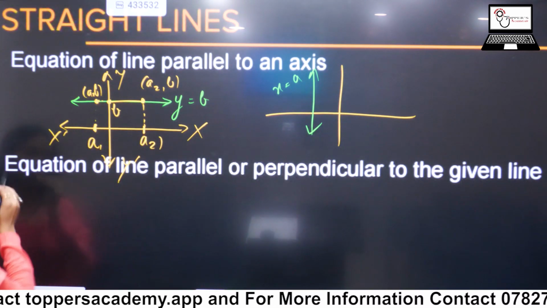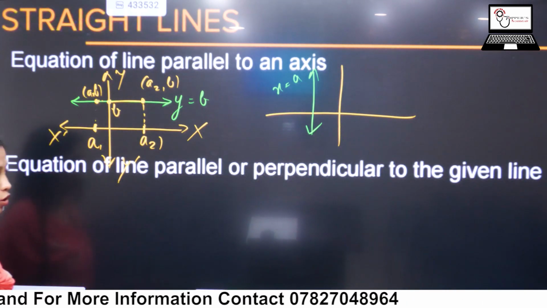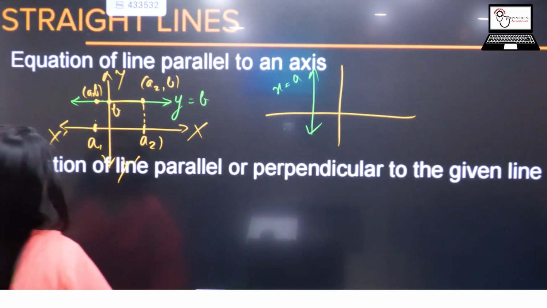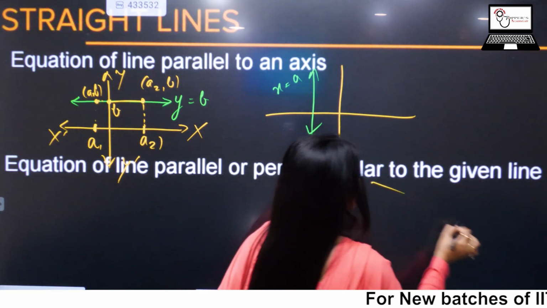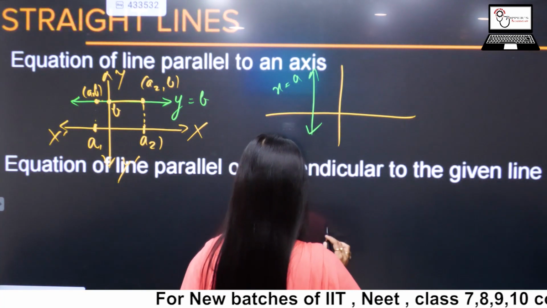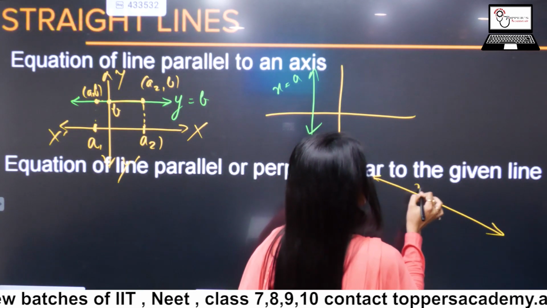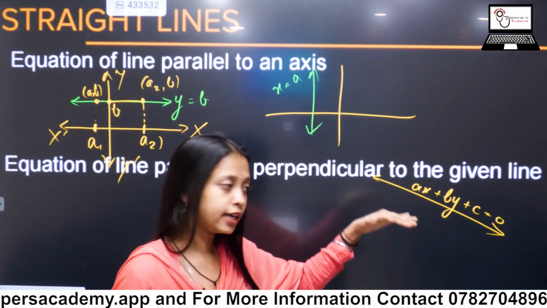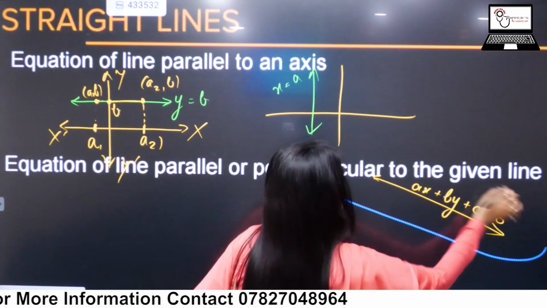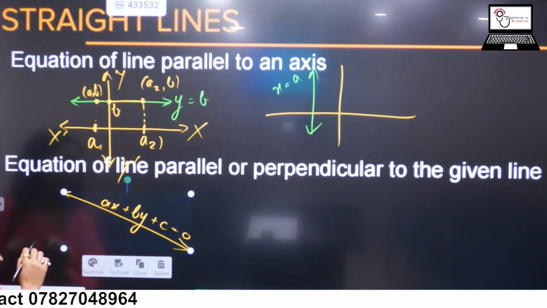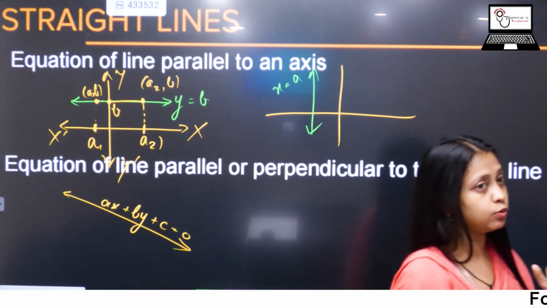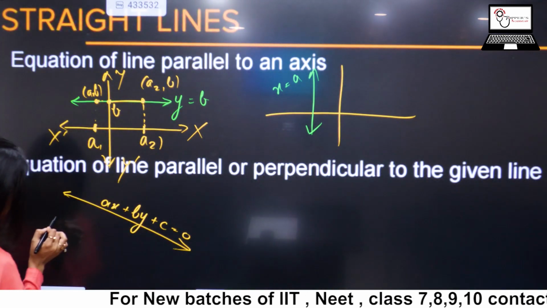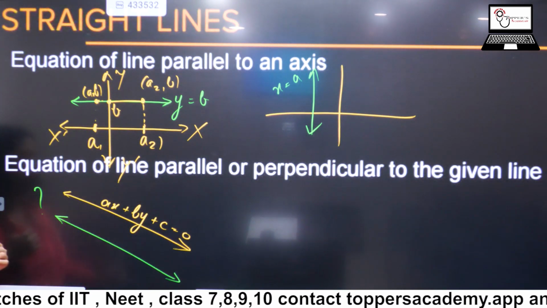Now, next, the equation of a line parallel or perpendicular to a given line. That means a line is already given to you, and its equation is given to you. The equation of this line is ax plus by plus c is equal to 0. They are saying that it is already given to me, so I already know the equation, right? Now I have to find the equation of a line which is parallel to this given line. So again, this green one, I want to find the equation of this line.